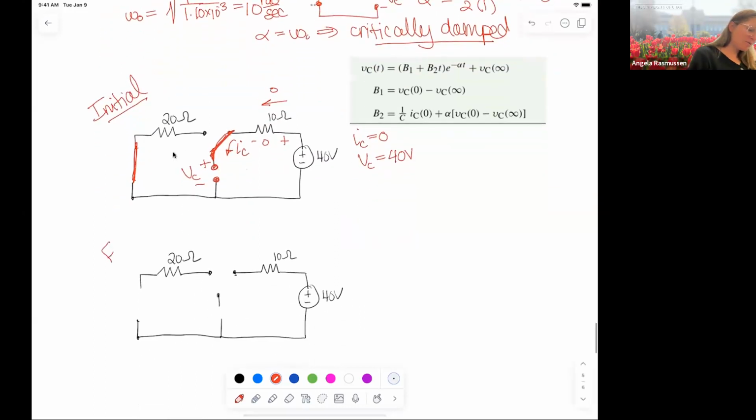And then we need to do the final. What's going on with the inductor? Short again. Where's the switch? Right or left? Left. And what do we do with the capacitor? Correct. So VC here is going to be zero.